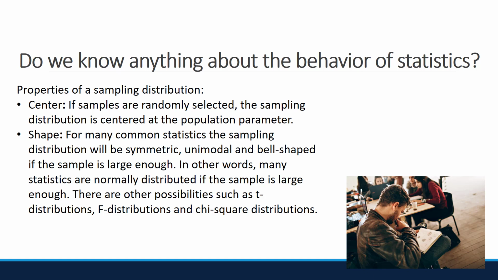Note, if you take random samples, the sampling distribution will be centered over the actual population parameter. If bias exists, in other words, if you do not take random samples, your sampling distribution may give you wrong information about the parameter, and it may not be centered at the value of the parameter.